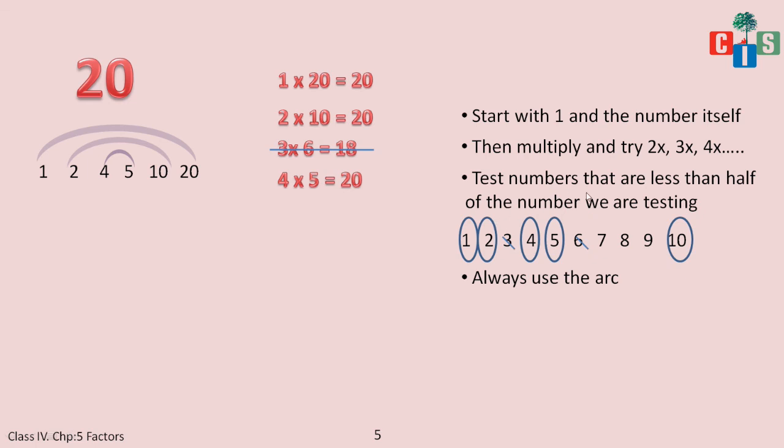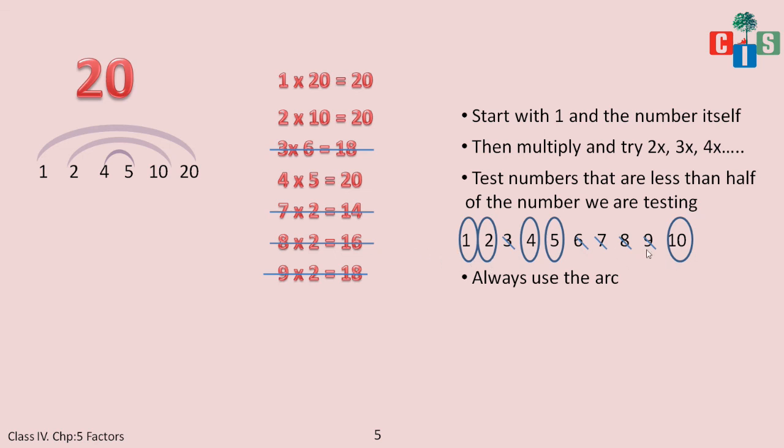Okay. Now 7. We have to check with 7. Does 20 come in 7's table? No, it will not come. 7 twos are 14. So 7 is also not a factor. I'll cut 7 here. Then 8's table, 8 twos are 16, and 8 is also not a factor. I'll cut it here. And checking 9, 9 twos are 18. 9 is not a factor. And I'll cut here. So my testing numbers are over.